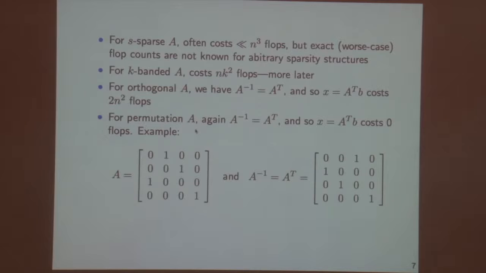Permutation matrices apparently are free according to our measure, but we may convince ourselves that it's more like n operations with a more generic measure of computational complexity. A permutation matrix is a special type of orthogonal matrix where there's only one 1 in each row, and its inverse is just its transpose, something you can check by going through some examples. So solving that linear system costs 0 flops.